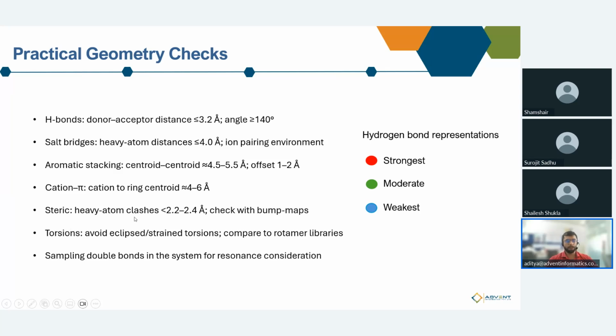Right. So talking about steric heavy atom clashes, there is a possibility that your heavy atoms are clashing during the movement. Right. So we need to check them. We also need to consider the bumps in the map. Torsions, we need to consider torsions as well to avoid eclipsed or strained torsions, and also we need to compare to a rotamer library if there is any. Sampling double bonds in our system is necessary to consider resonance in that molecule or set of molecules.